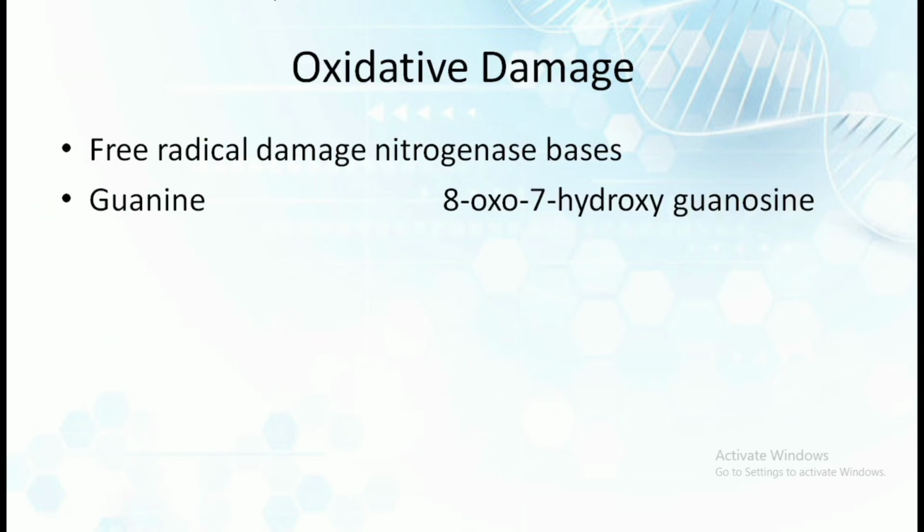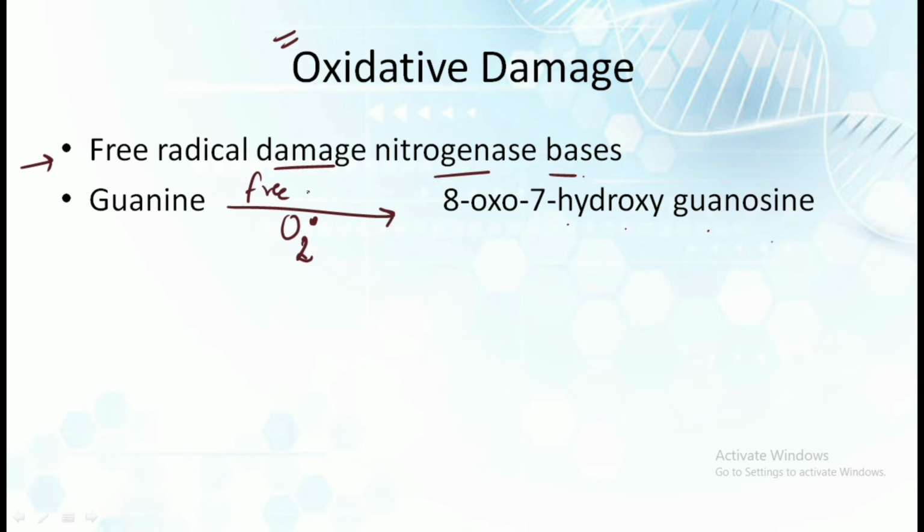Then we have the oxidative damage as the fourth spontaneous lesion. There occurs free radical damage to nitrogenous bases, that is, the free radicals damage the nitrogenous bases in this particular case. As a result of the oxidative damage, the guanine gets converted into 8-oxo-7-hydroxyguanosine, and there occurs the usage of O2 radical.